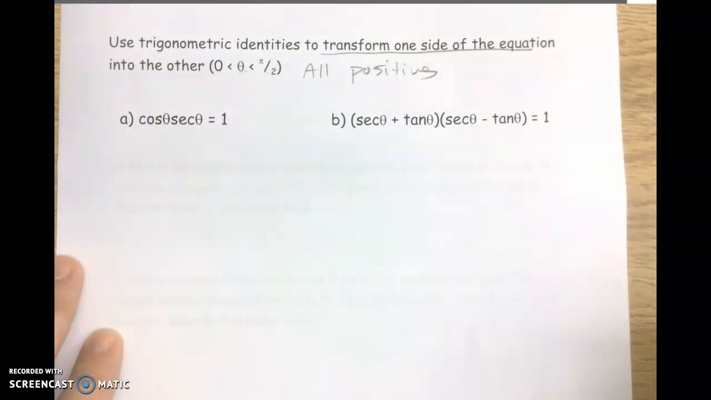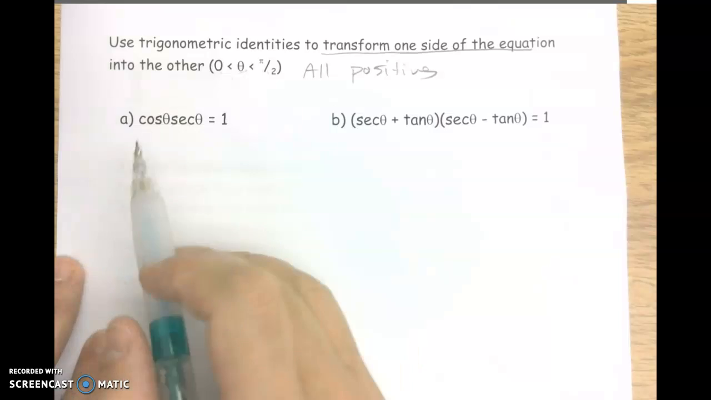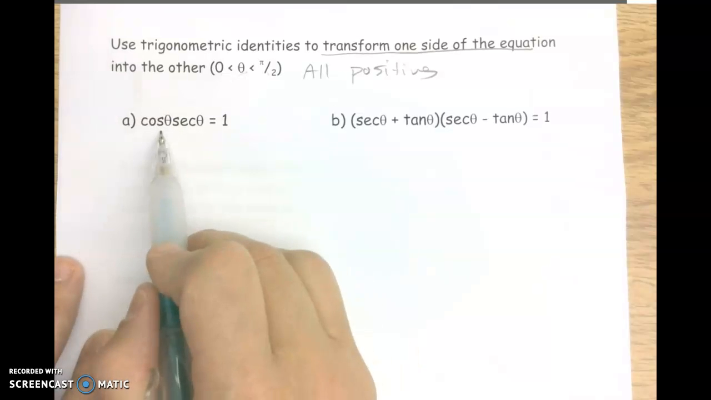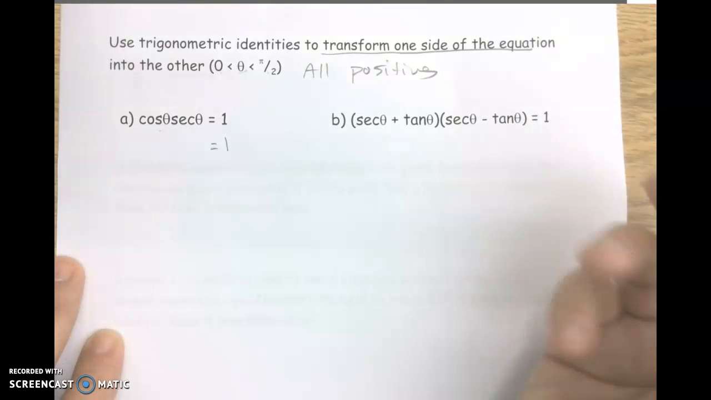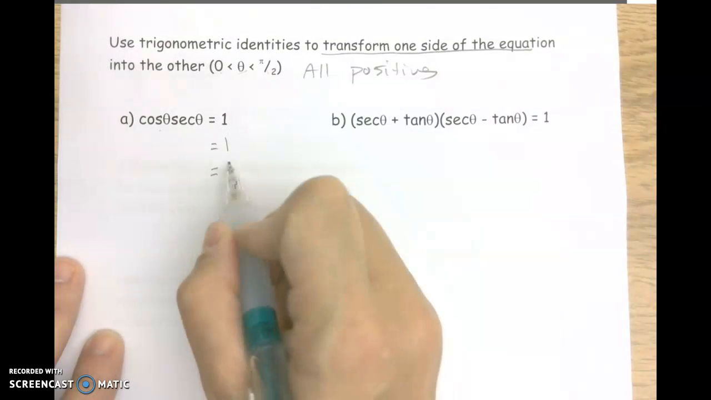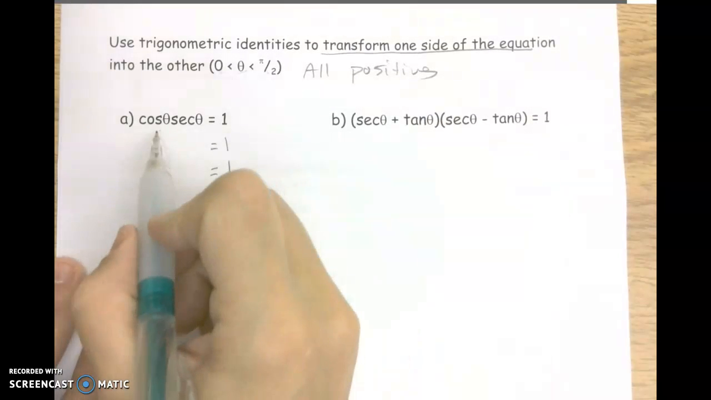All positives. Quadrant 1, x and y are both positive. Okay, so what is that asking? Well, it's saying that we take the hardest or complicated side and we want to make it look like the easy side. So the easy side is 1. So whatever I do on the left side, it's always going to equal 1. And then I use my identities to see if I can manipulate or transform things.